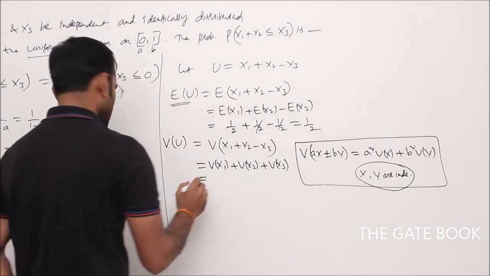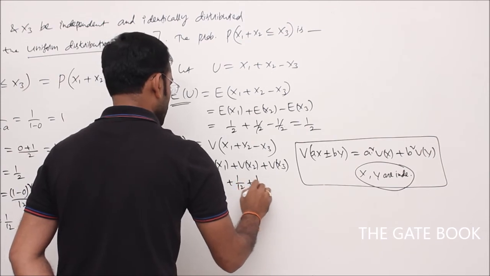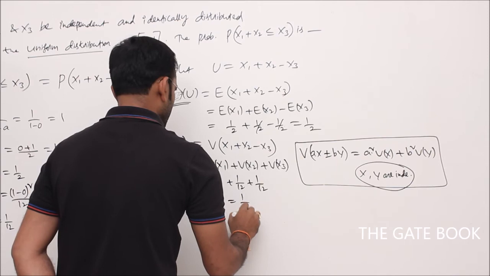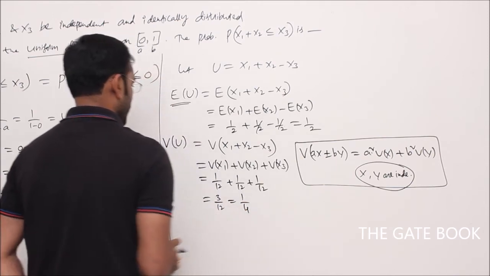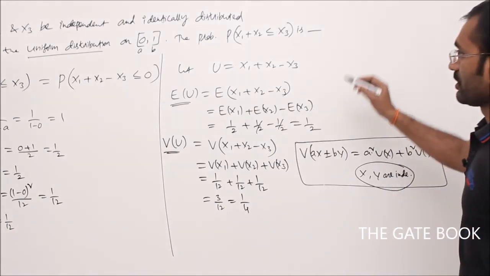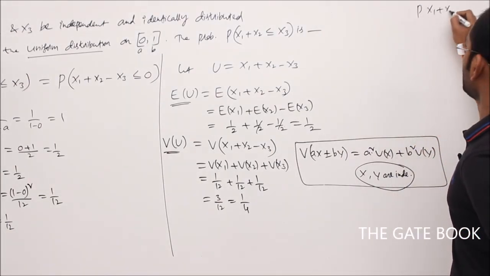We know that the V of x1 value is 1 by 12 plus 1 by 12 plus 1 by 12, which is equal to 3 by 12, that is equal to 1 by 4. So that is the variance of u. Now, here we have P of x1 plus x2 minus x3 less than or equal to 0.